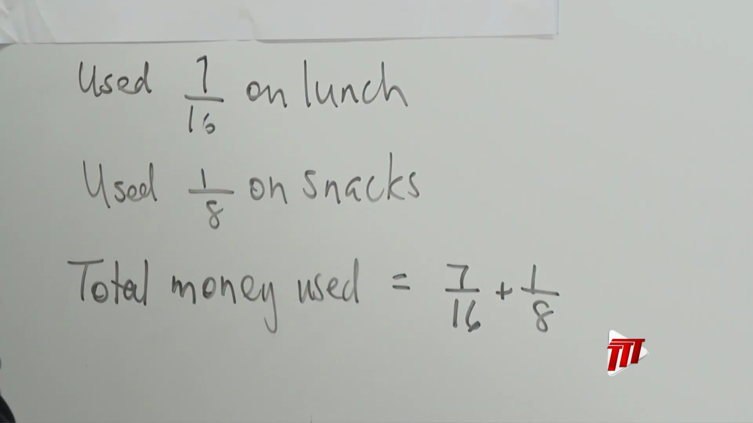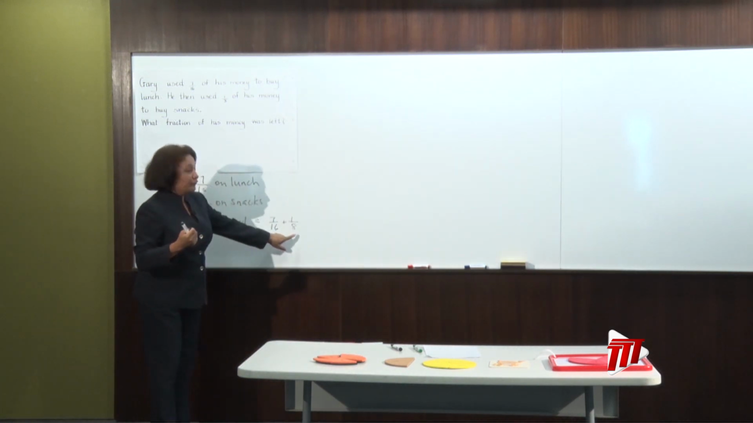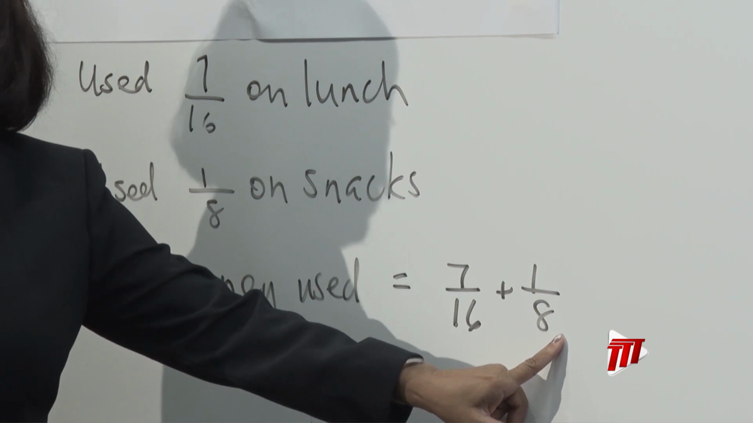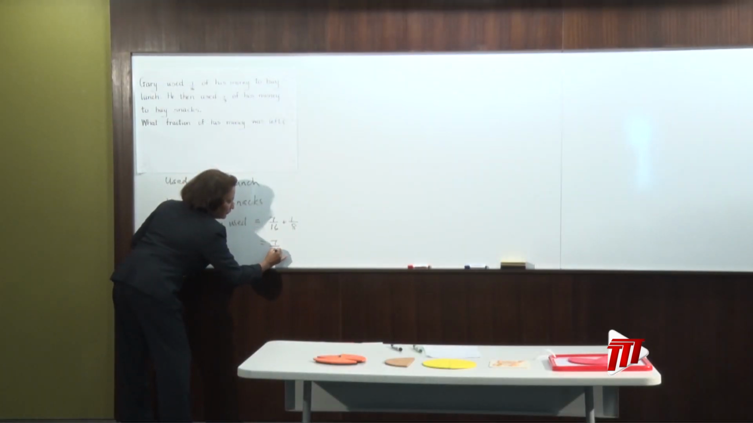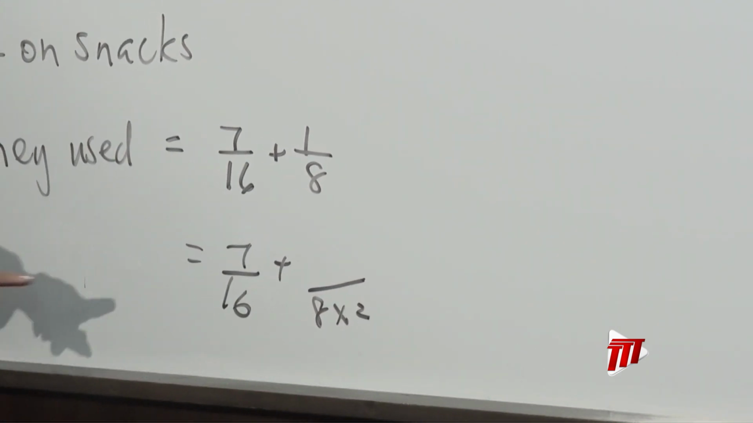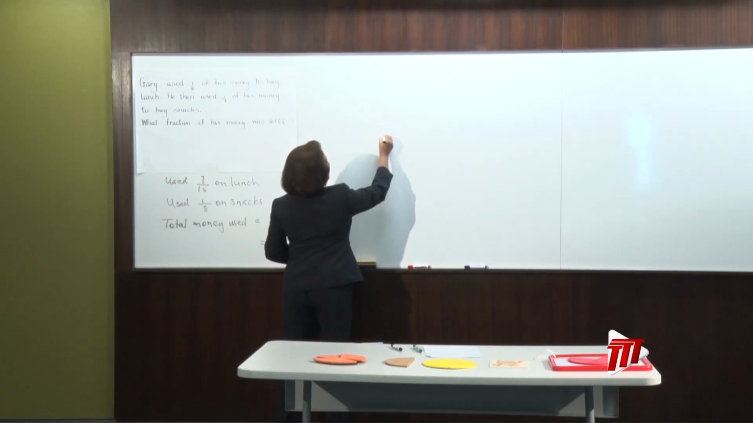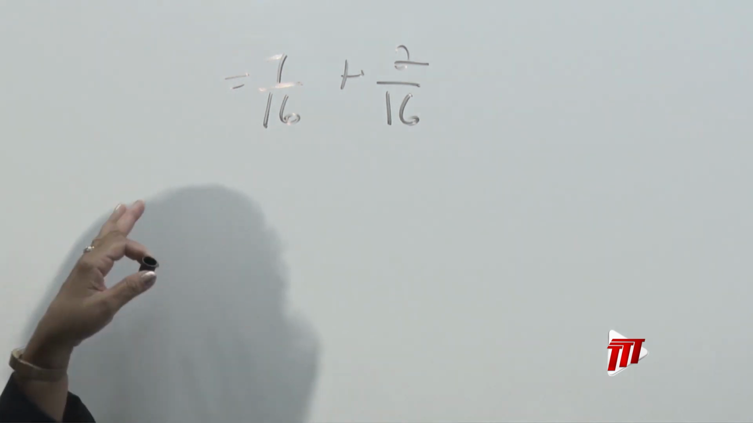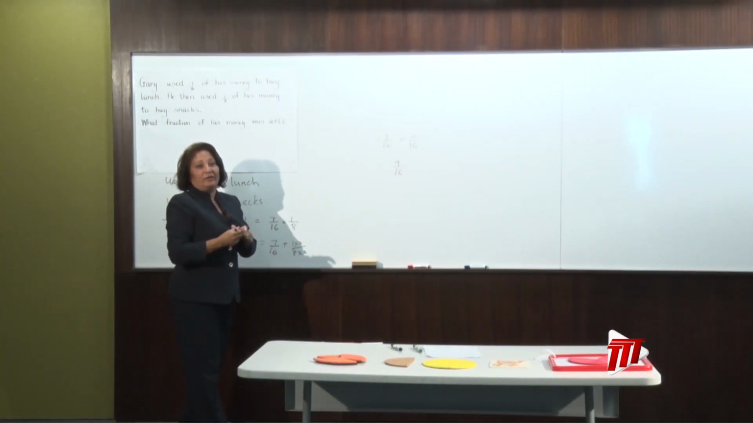Now you know how to add fractions with different denominators. It's just like when we were subtracting. What we do is we convert this to a certain amount of 16ths by multiplying by a factor of 2 and multiplying the numerator by 2 as well. So you're going to have 7/16 plus 8 by 2 to give you your 16ths in your denominator, and I'm going to multiply the top by 2 as well. So you have 7/16 plus 2/16. The denominators are the same, so we just add the numerators. So this would give me 9/16. So he used 9/16 of his money.